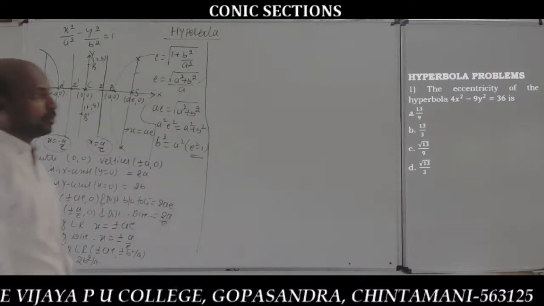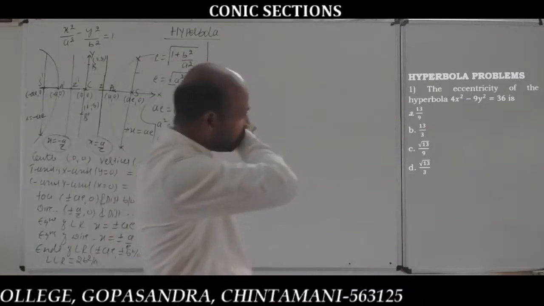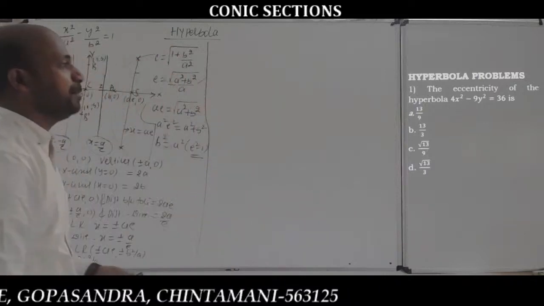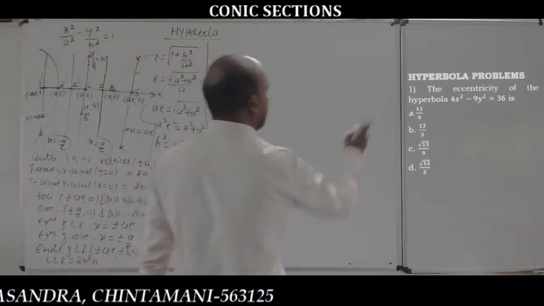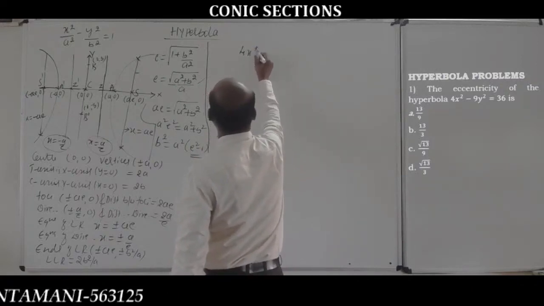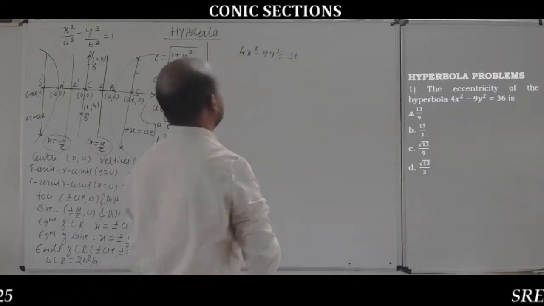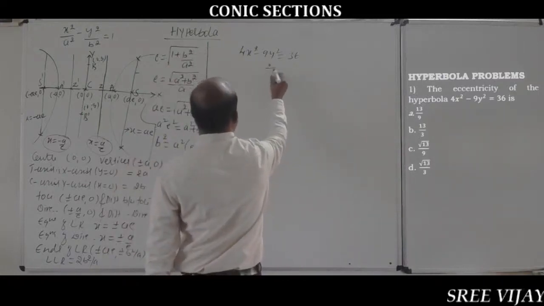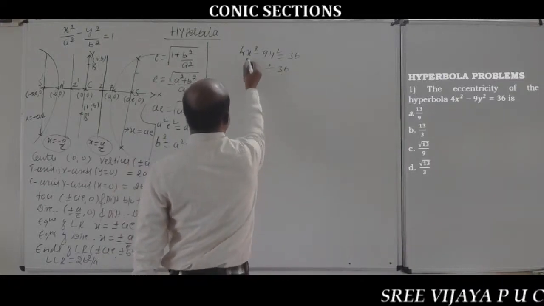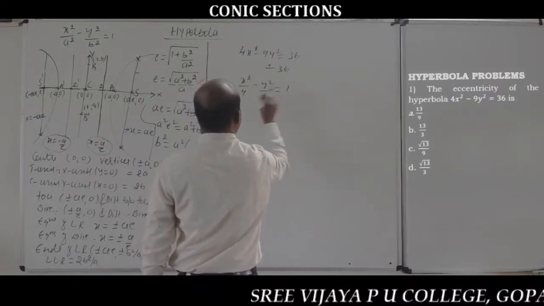Okay, let us solve the problems related to the hyperbola. The eccentricity of the hyperbola 4x square minus 9y square equals 36. We have to reduce it to standard form. Let us divide this equation by 36. So you will get x square by 9 minus y square by 4 equals 1.